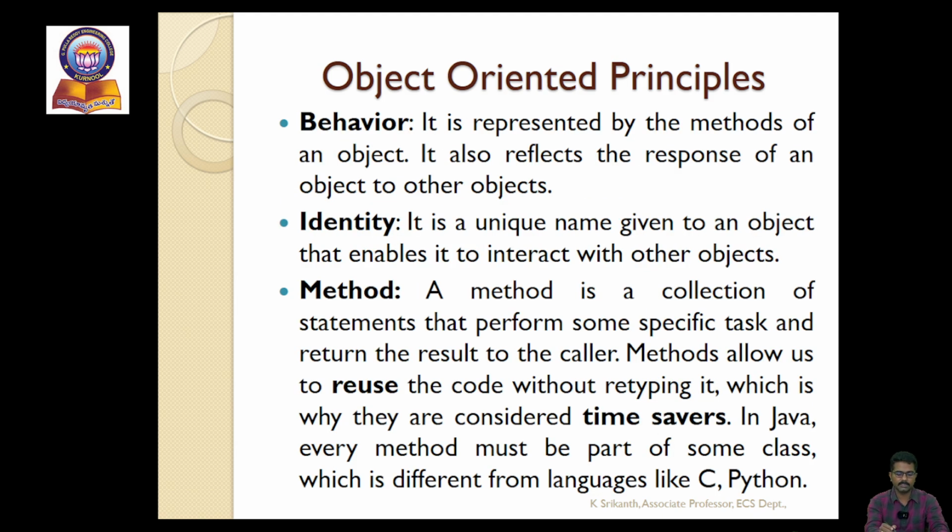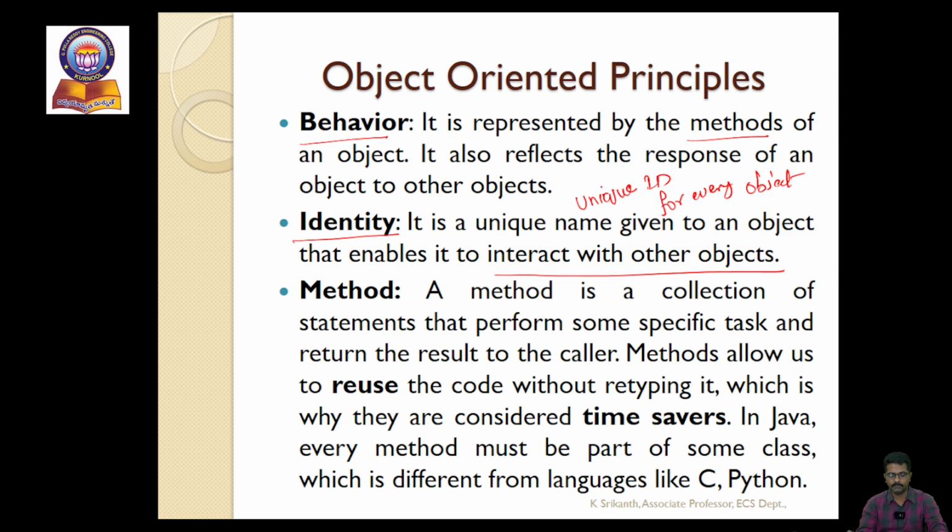Then an object consists of behavior, which we represent with the methods of the object. And an object consists of an identity, so whenever we create an object, the JVM will assign a unique ID for every object. This unique ID enables it to interact with other objects.